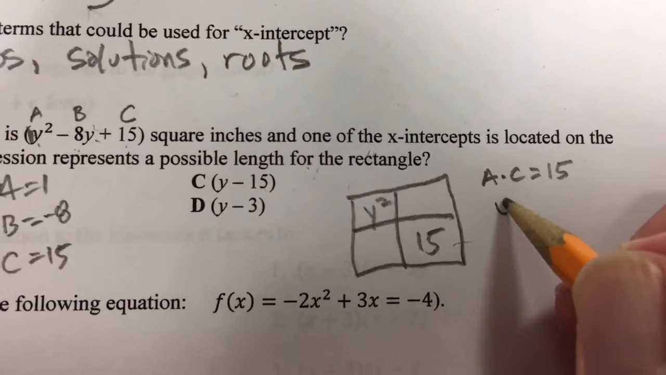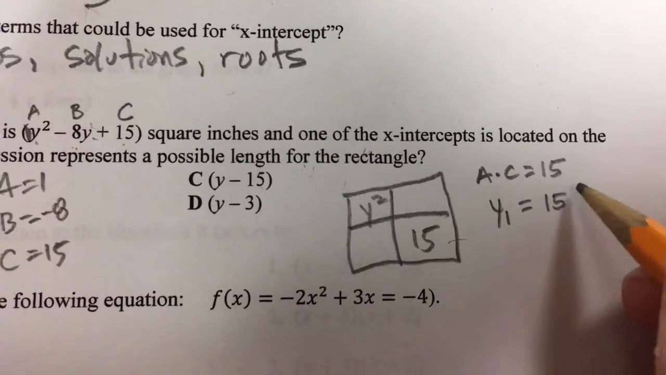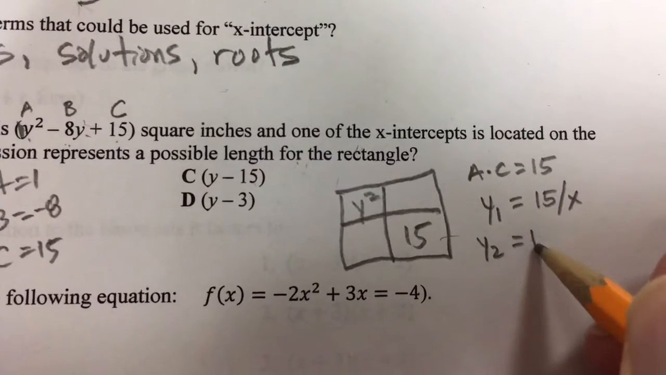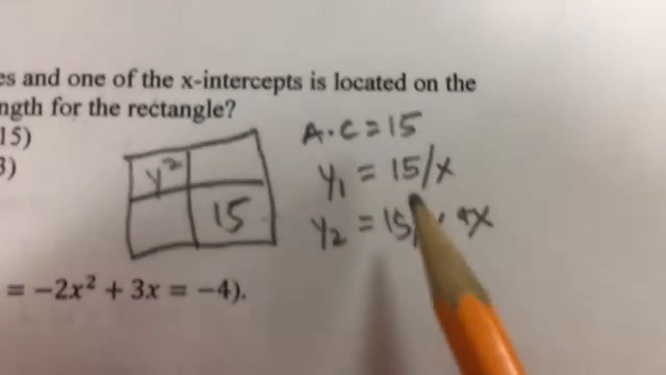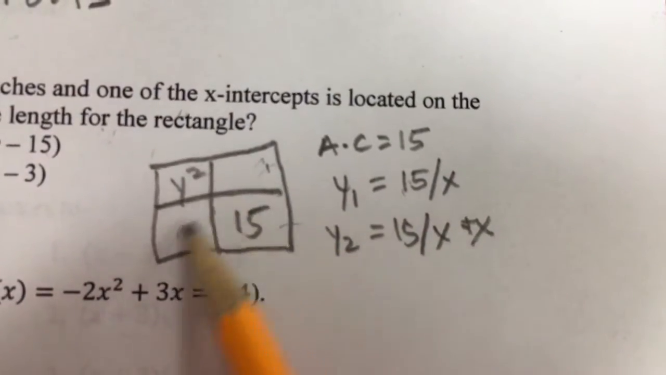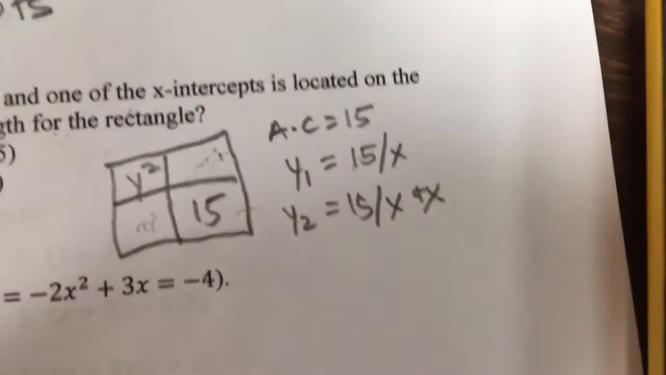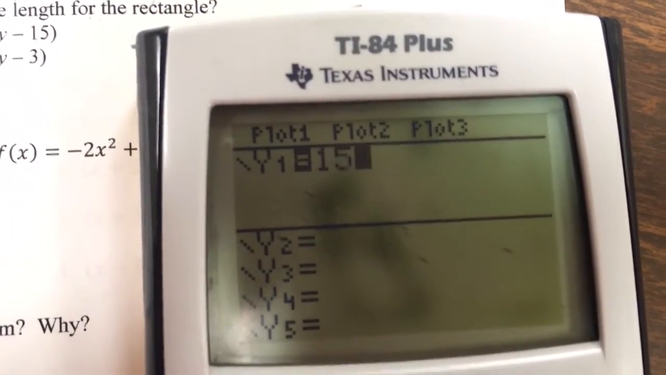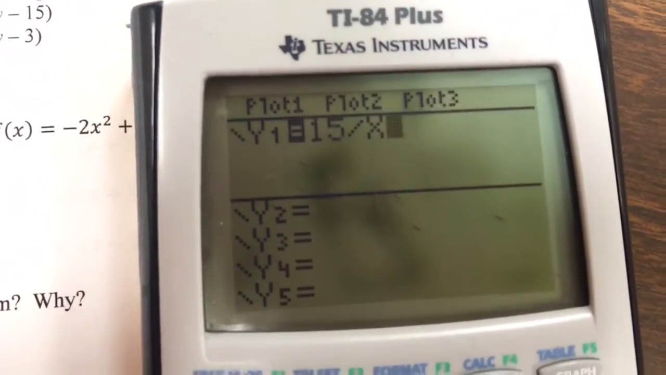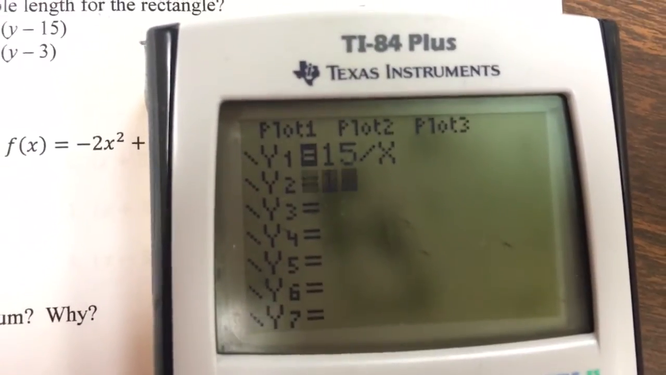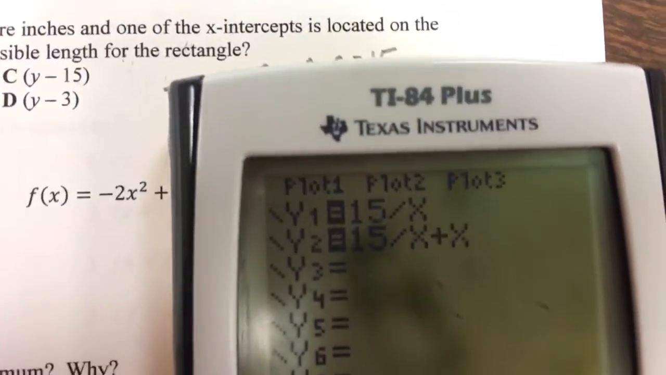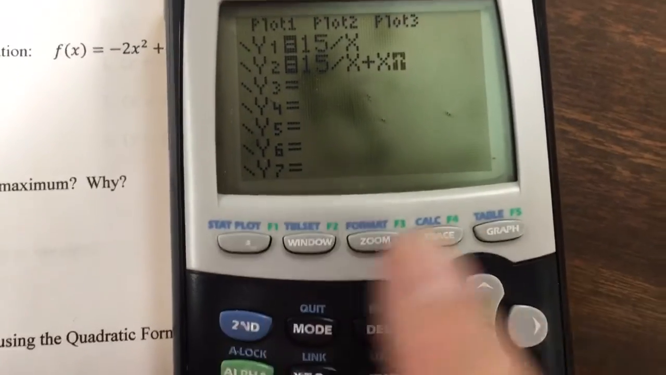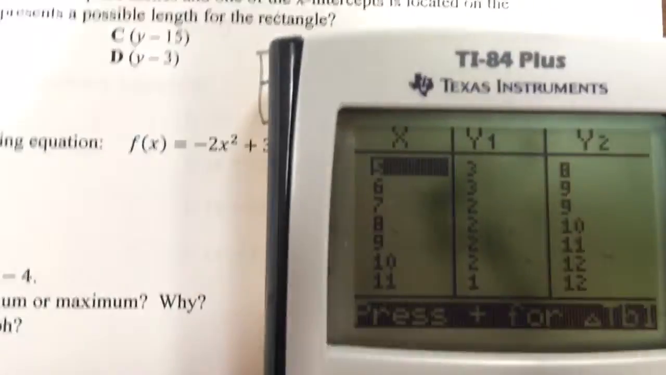Then we're going to put that number into our calculator. Y1 will be 15 divided by x, and Y2 will be 15 divided by x plus x. Putting this in the calculator will give us the two missing numbers for the other two boxes. So let's pull our calculator out. We're going to go to y equals. Let's clear that. We have 15 divided by x. And in y2, we're going to put 15 divided by x plus x. All right, we want to look at the table. So we're going to hit second and then graph to give us our table of values.